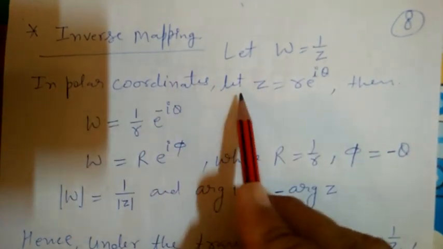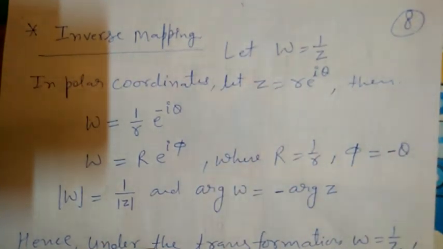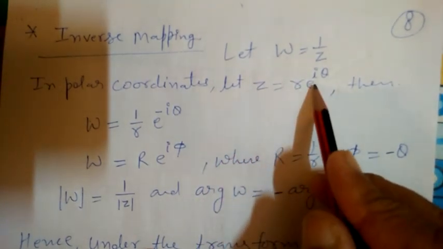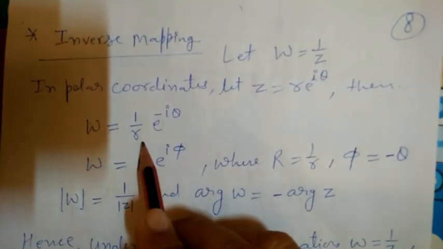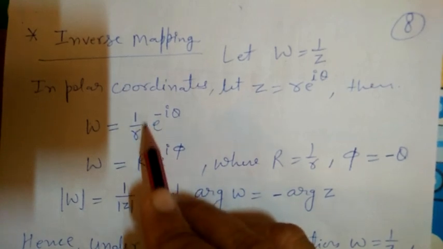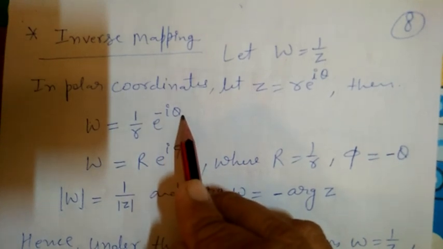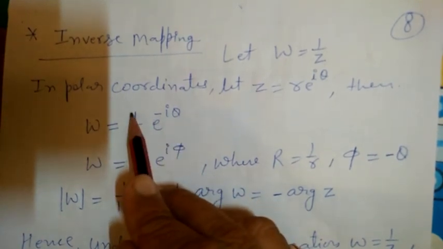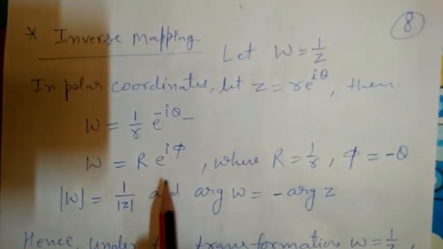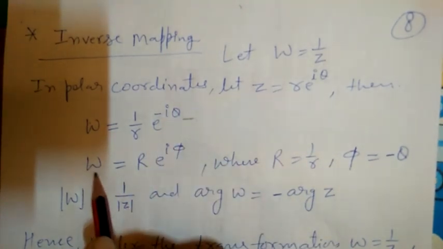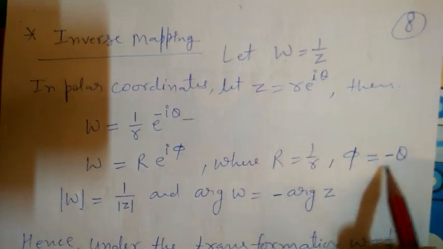in the polar coordinates, that is x is equal to r cos theta, y is equal to r sin theta. So the complex number Z is represented as r e to the power i theta. Then W is equal to 1 upon r into e to the power i theta, so 1 upon e to the power i theta, that is e to the power minus i theta. Now if we consider 1 upon r is equal to capital R and minus theta is equal to phi, then this function is converted into W is equal to capital R e to the power i phi, where R is equal to 1 upon small r and phi is equal to minus theta.